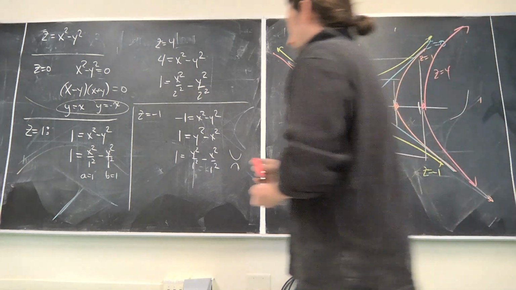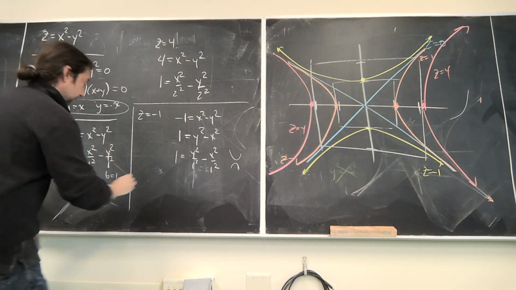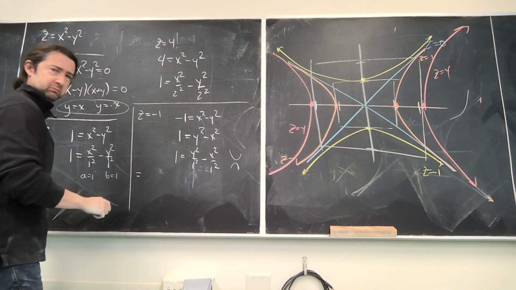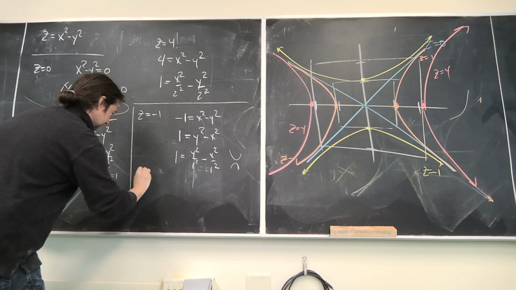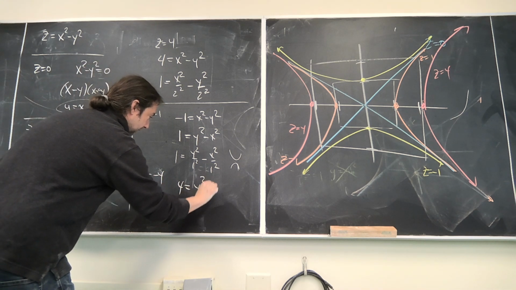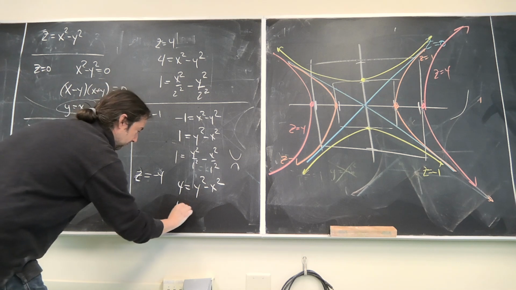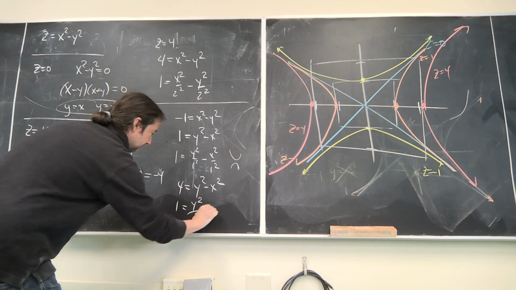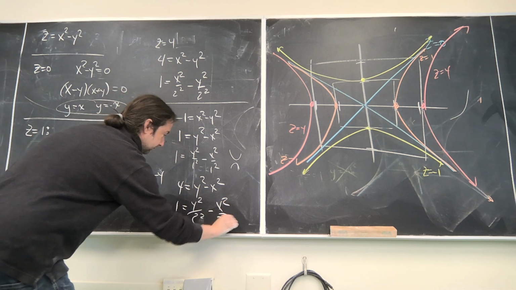And if you do the same thing for z is equal to minus 4, you get 4 is equal to y squared minus x squared, which is the same as 1 is y squared over 2 squared minus x squared over 2 squared.